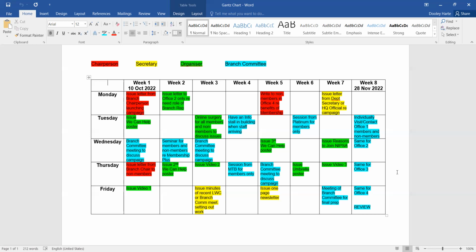Then on the Thursday, you might want to send a separate letter from the branch chair to non-members, encouraging them to join NIPSA. It would indicate that over the next number of weeks, we'll be providing them with information: reasons to join NIPSA, what NIPSA does for members, and what services are there.